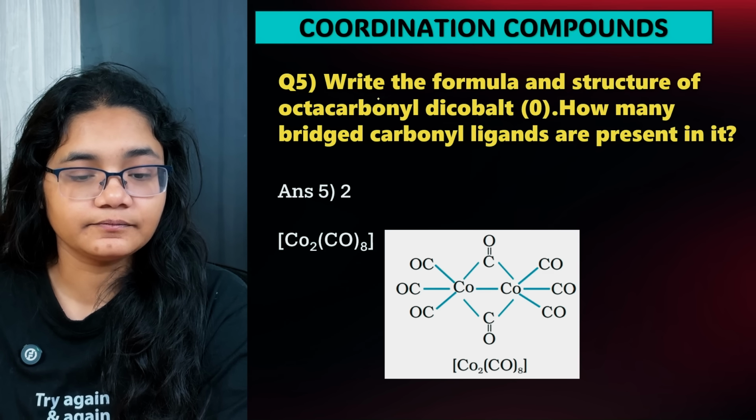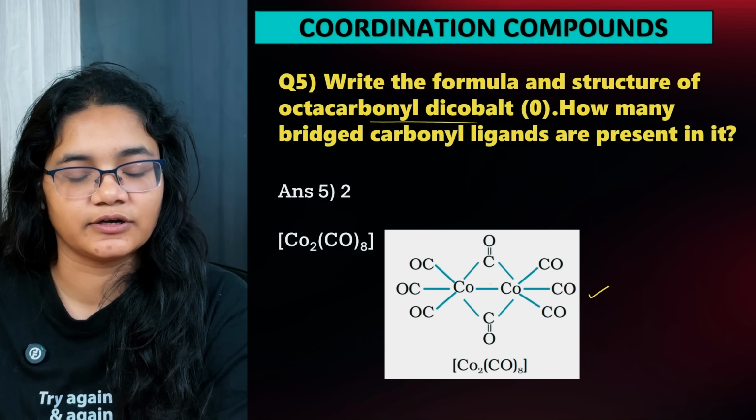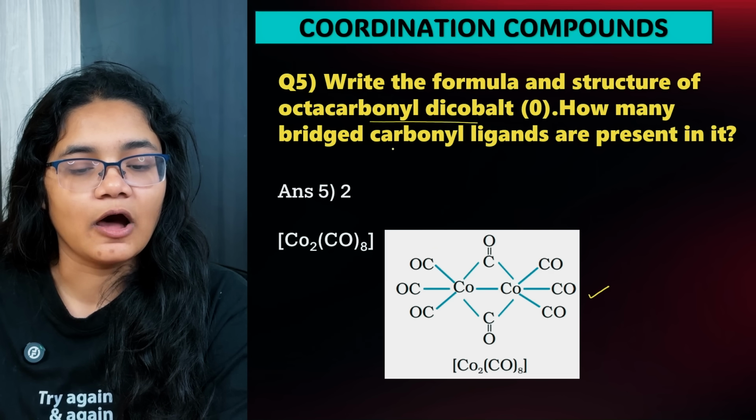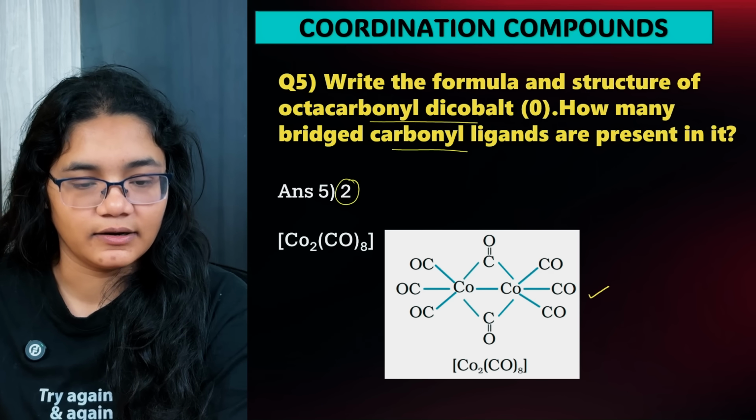Next, write the formula and structure of octacarbonyl dicobalt. So this is the structure of octacarbonyl dicobalt. How many bridge carbonyl ligands are present? We have 2 bridge carbonyl ligands.